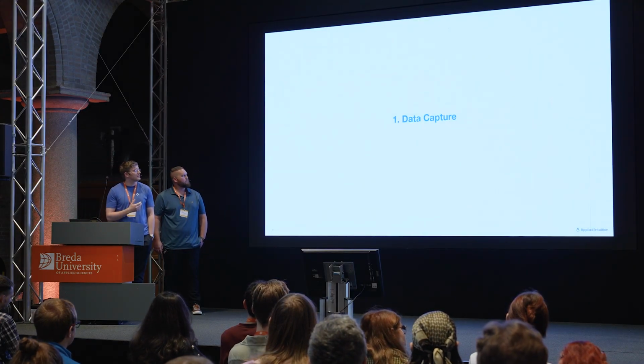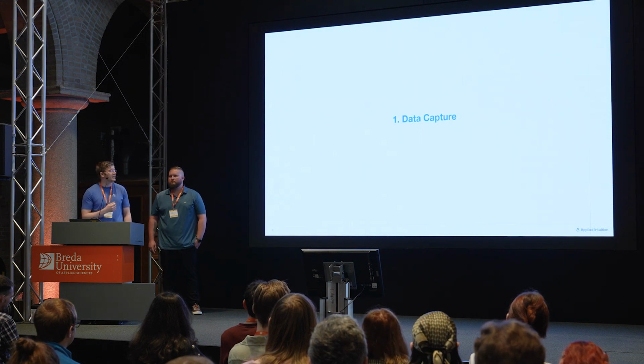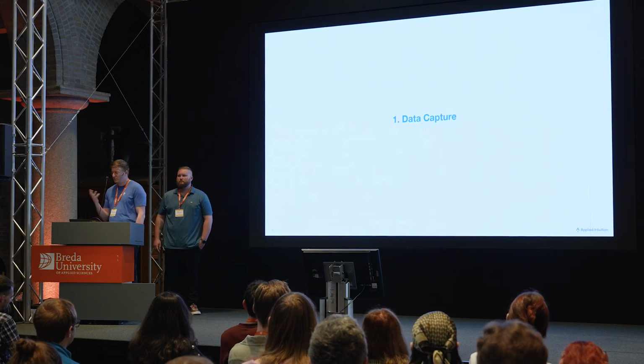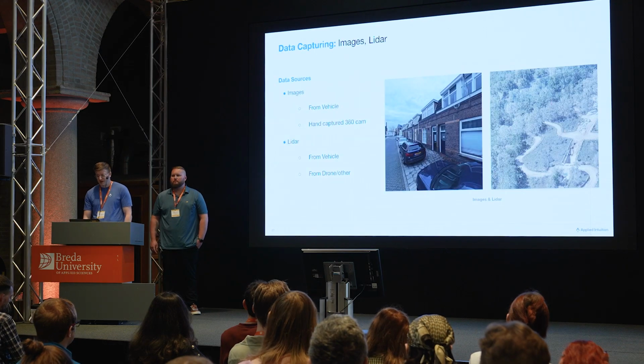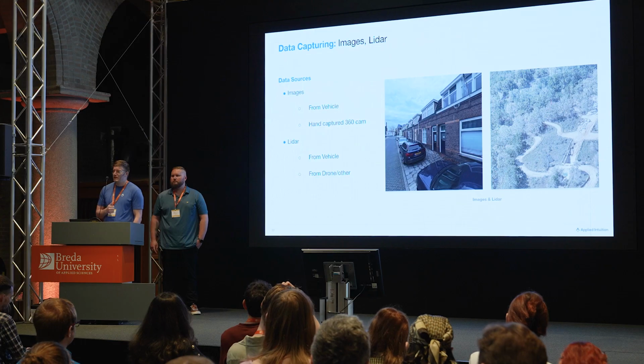So how do we make this type of 3D scene that we saw before using Gaussian splatting? Well, the first thing, of course, is data capture. You need data to produce more data. And so that's what we do. And there are various ways of capturing this data, as I mentioned before. One of them is using imagery.